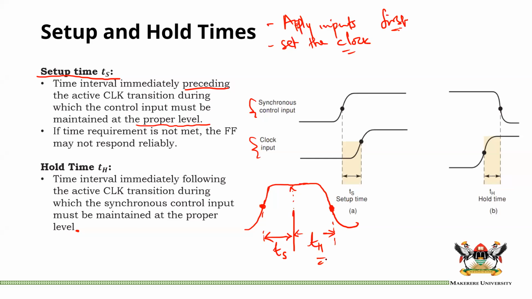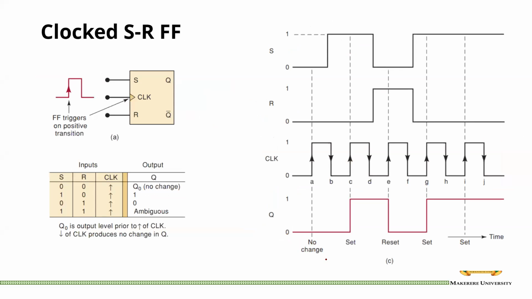let's continue. So let us look at the clocked SR flip-flop, okay? So we have looked at the SR flip-flop. Now this is the clocked SR flip-flop. And we already know that SR is active high. So all we have done here is we have added a clock. And this clock triggers on the positive transition. Okay, so you can see the arrow is on the PGT. If it was on the negative transition, the arrow would be here and we would have a bubble.